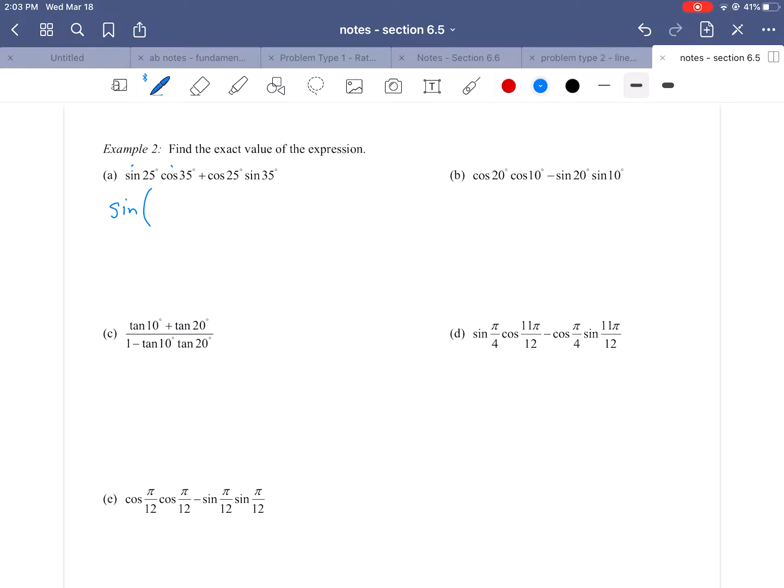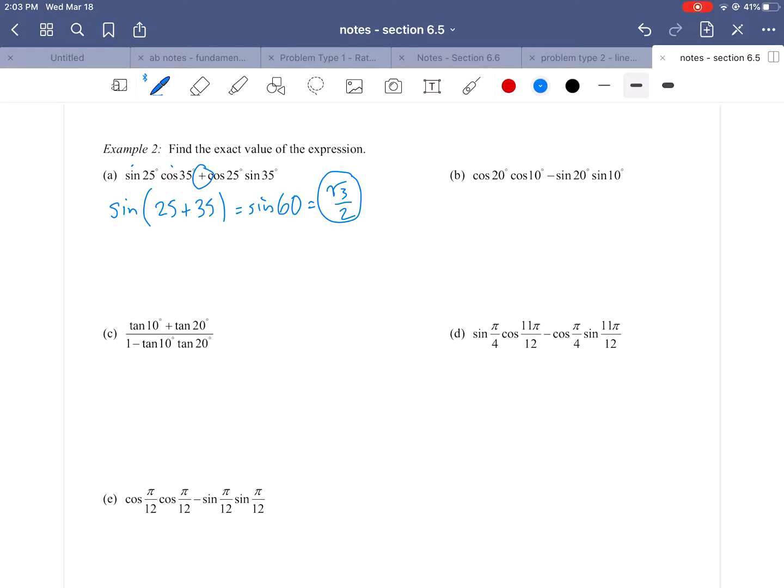And because this is a plus sign and the sign stays the same, I know that this is also going to be a plus. So this is going to be sine of 25 plus 35, which ends up being sine of 60, and sine of 60 is the square root of 3 divided by 2.